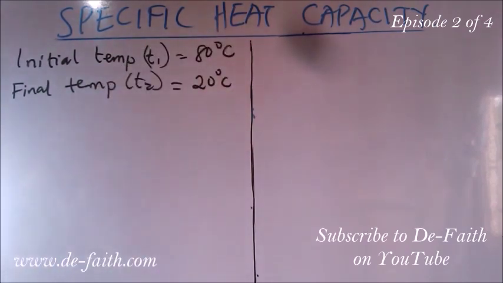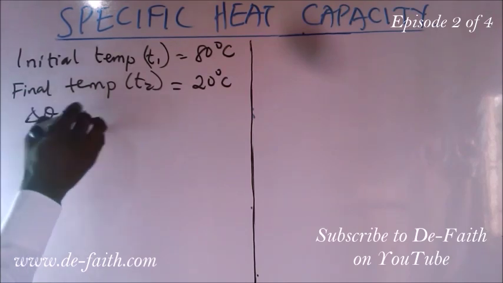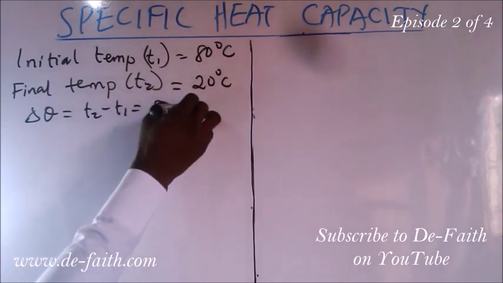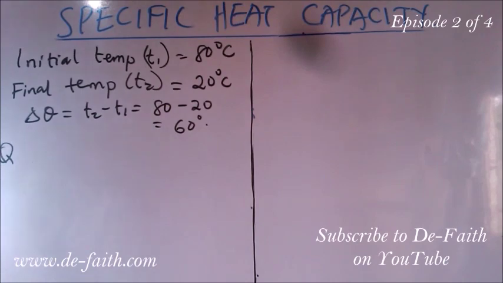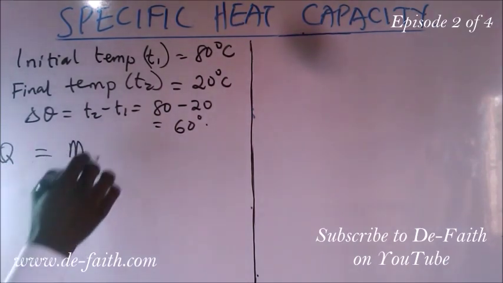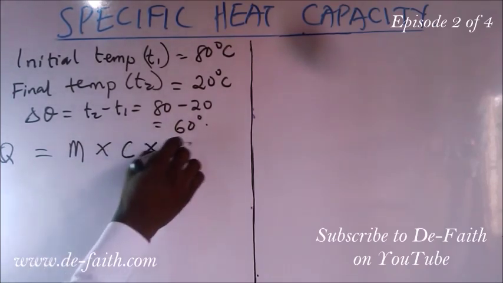Changing this to Kelvin may not be needed because all we are interested in is the change in temperature. So the change in temperature in this question is T2 minus T1, which is 80 minus 20, and that leaves us with 60 degrees. The quantity of heat, Q, equals the mass of the iron times the specific heat capacity of the iron times its temperature change.